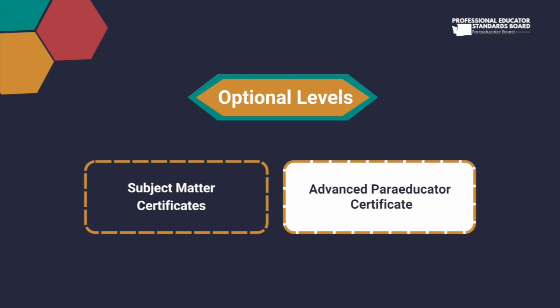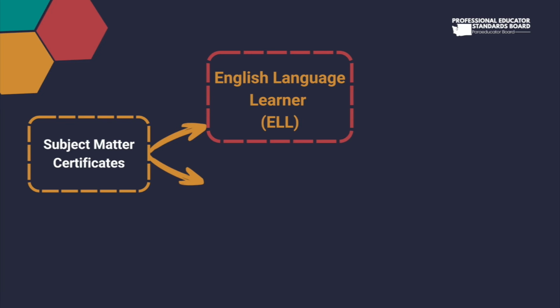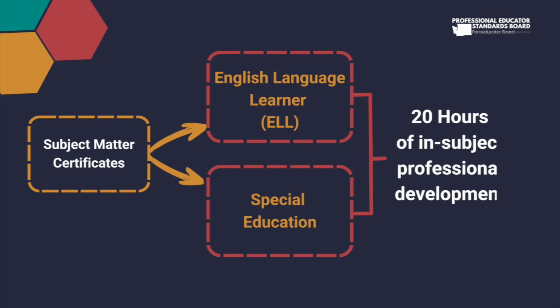This portion of the video will cover the advanced and subject matter certificates. The advanced and subject matter certificates are optional certificates which may be paid for by your district. You do not need a subject matter or advanced certificate to be able to work in any program. Each of these certificates will expire and will need to be renewed after 5 years. Subject matter certificates are for paraeducators who wish to further their education in English language learner, better known as ELL, or special education instruction. To gain these certificates, you must complete 20 hours of professional development in the subject of your desired certificate. You can count these 20 hours of subject matter certificate training toward your general certificate as well.